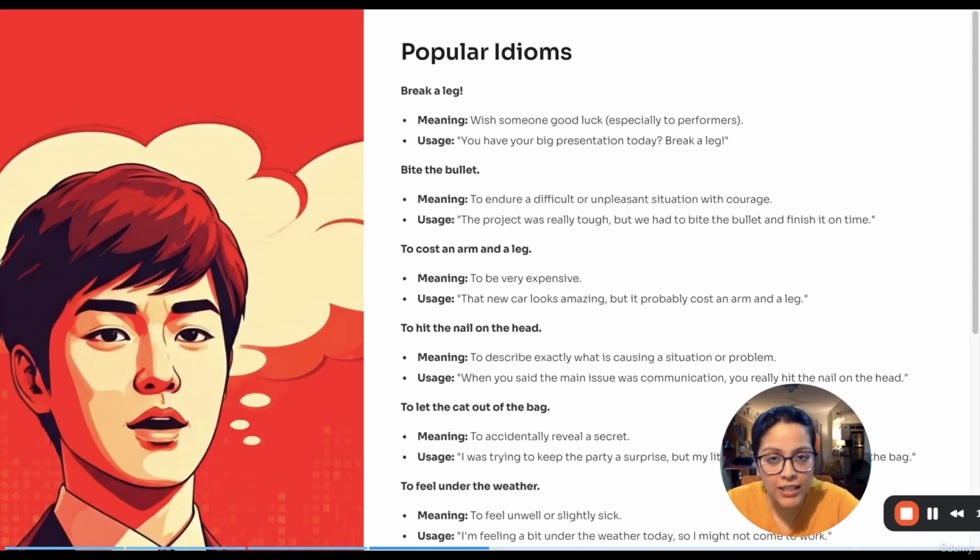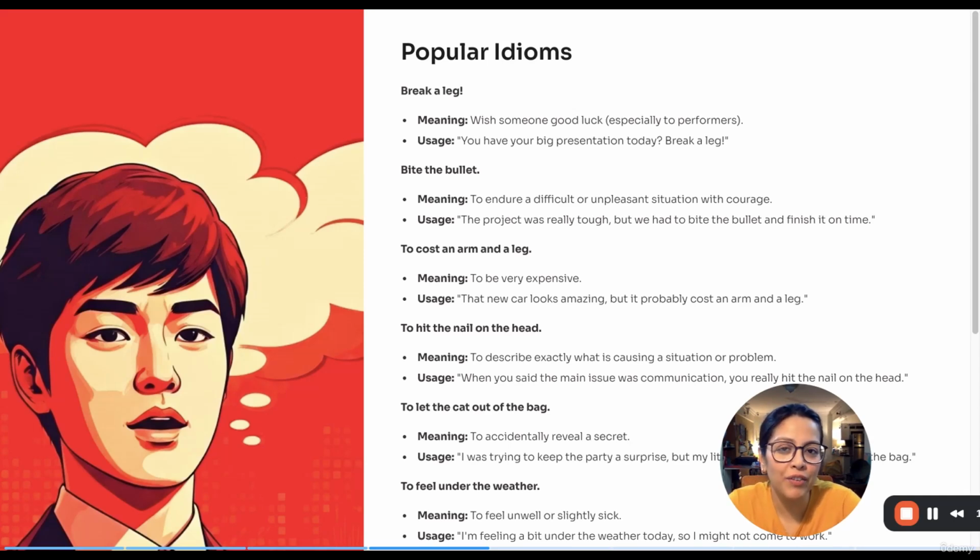Idioms are phrases which have a completely different meaning from what they literally mean. So few of the popular ones are break a leg. Now, break a leg doesn't mean breaking a leg. Break a leg means to wish someone good luck. So rather than saying good luck, you can say break a leg. You have a big presentation today. Break a leg.